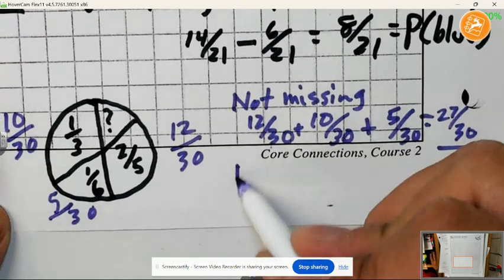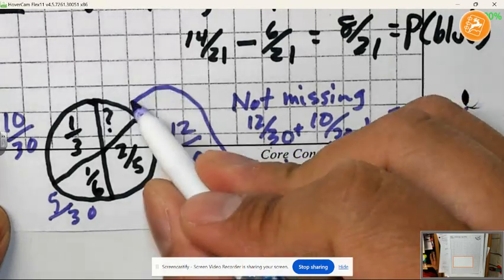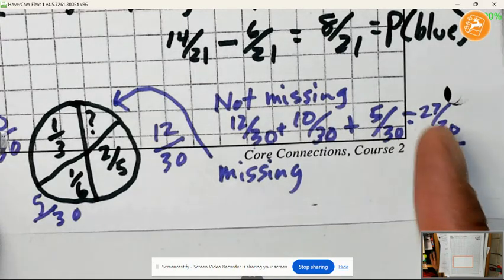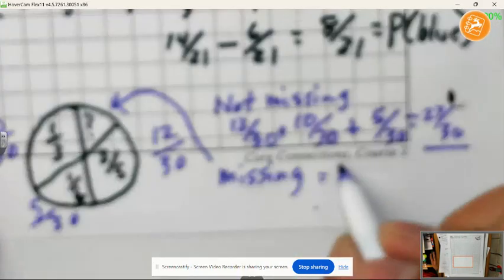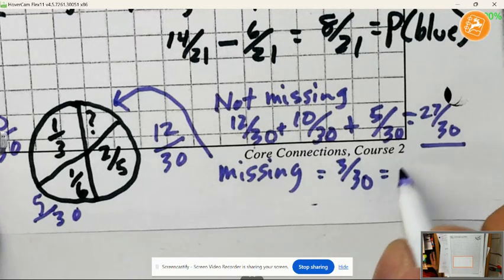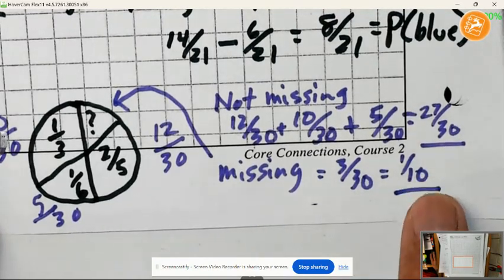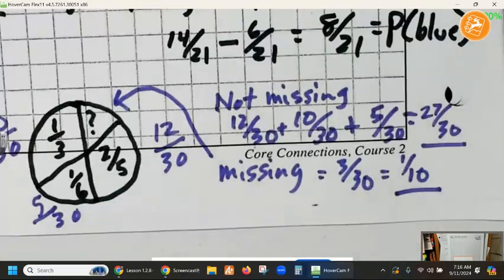And that means what is missing, which is the part of the spinner that is unknown, is the rest of it. So if we have 27 out of 30, there's 3/30ths left. So 3/30ths, which is 1/10. So here's the missing portion. And that's it for today's notes.